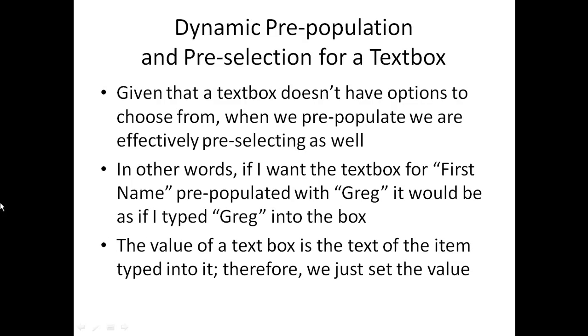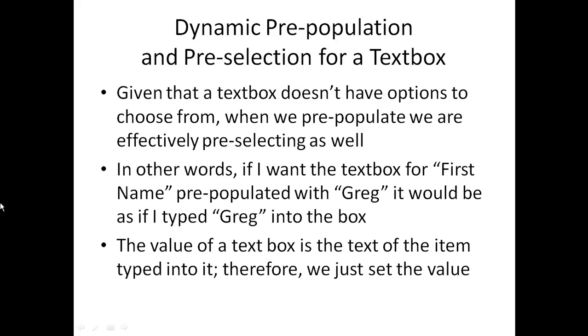Dynamic prepopulation and preselection for a text box. Okay, given that a text box doesn't have options to choose from, when we pre-populate it, we are effectively pre-selecting it as well. In other words, if I want the text box for first name pre-populated with Greg, it would be as if I typed Greg into the box. So basically, the items that we are populating the text box with is the text itself.